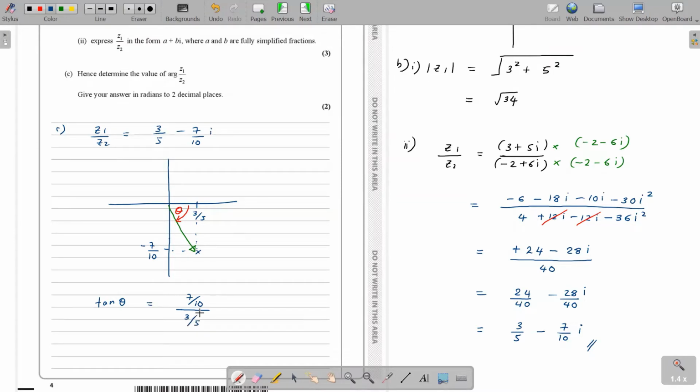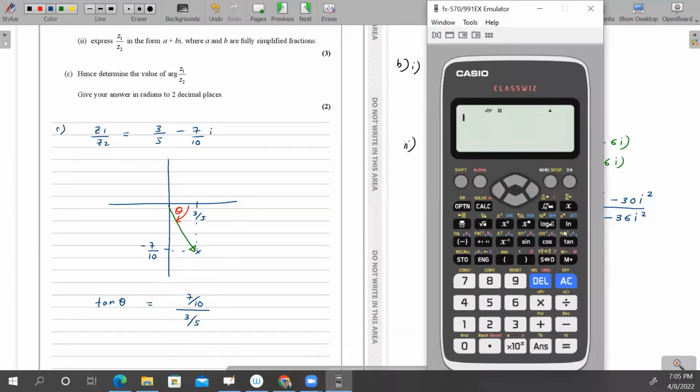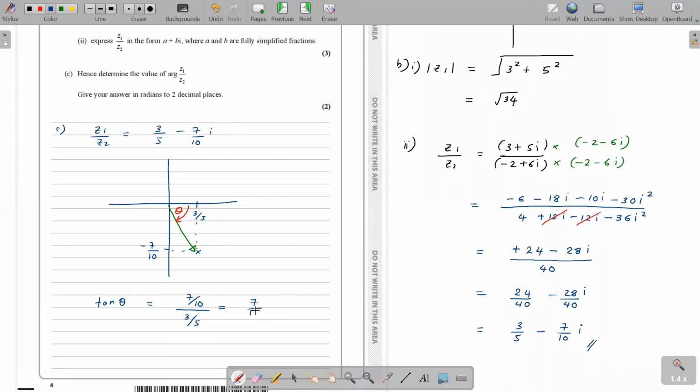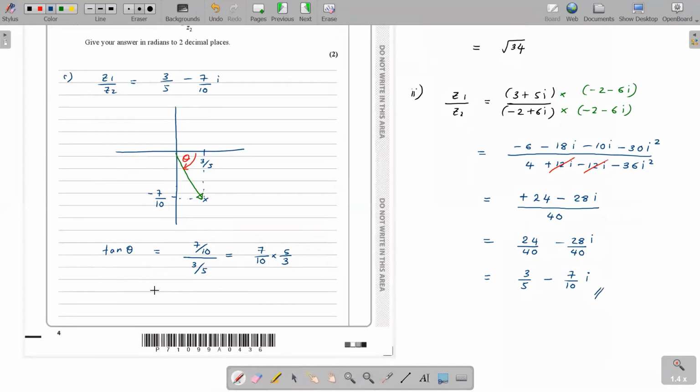So make sure your calculator is in what mode? Radian mode. Make sure your calculator is in radian mode. On top, it should read R. Okay. So in radian mode, you type tan inverse. So what is it? 7 over 10 divided by 3 over 5. Shall I just simplify this a little bit before I type it in the calc? Are you aware of how to simplify it? 7 over 10, 3 over 5. Are you aware that the 5 comes up and 3 stays down? The 5 goes up, the 3 stays down. Just to show you how that works.